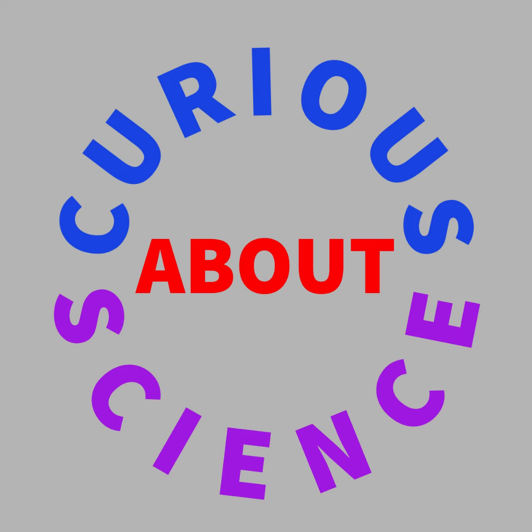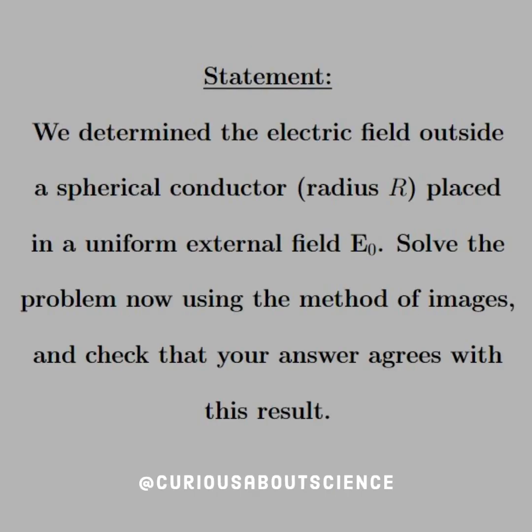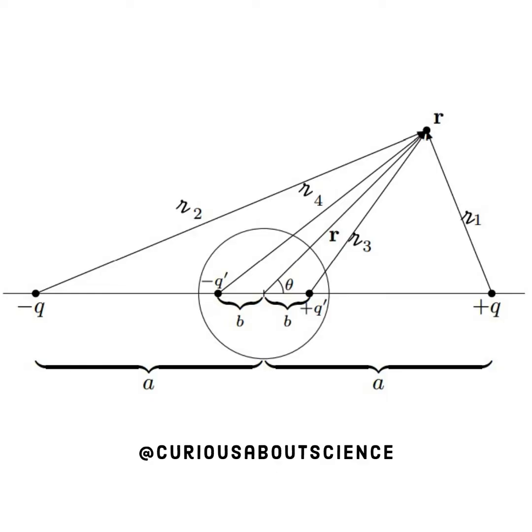Alright, so now we're going to look at a problem that we had previously seen, but we're using a different method. The statement reads, we determine the electric field outside a spherical conductor, radius R, placed in a uniform external field E naught. Solve the problem now using the method of images and check that your answer agrees with the previous result. Alright, so let's take a look at the diagram.